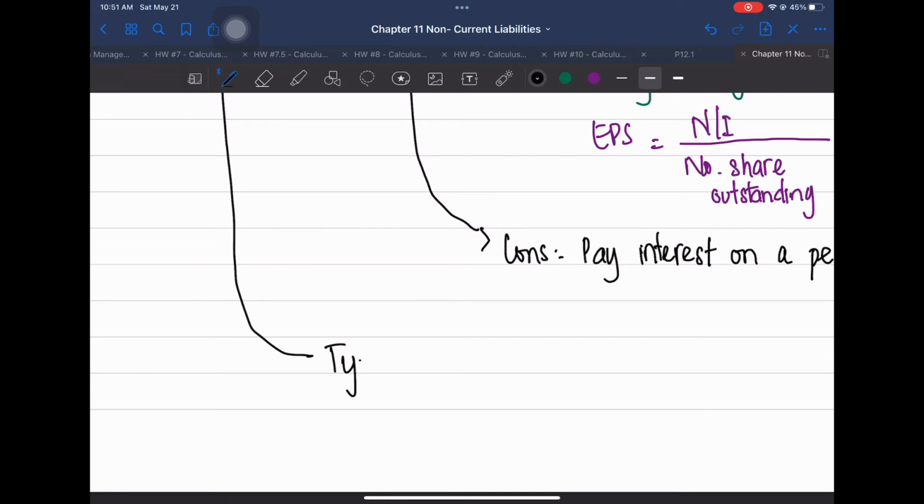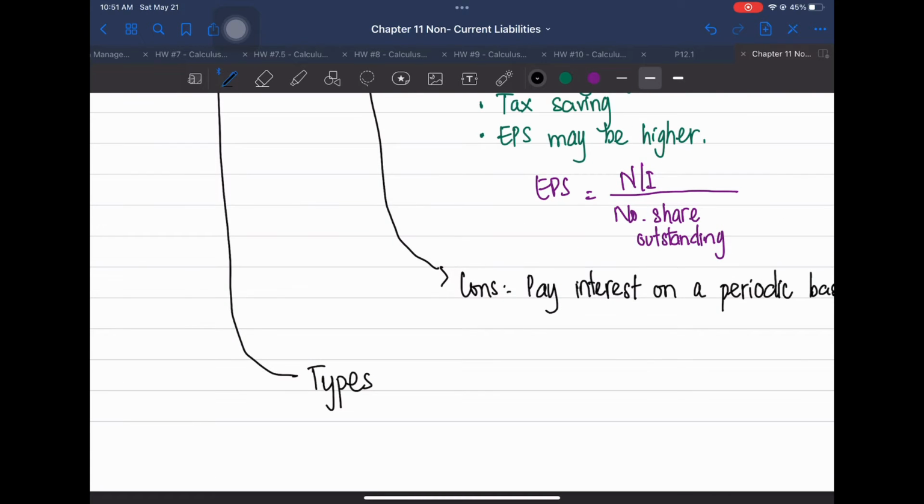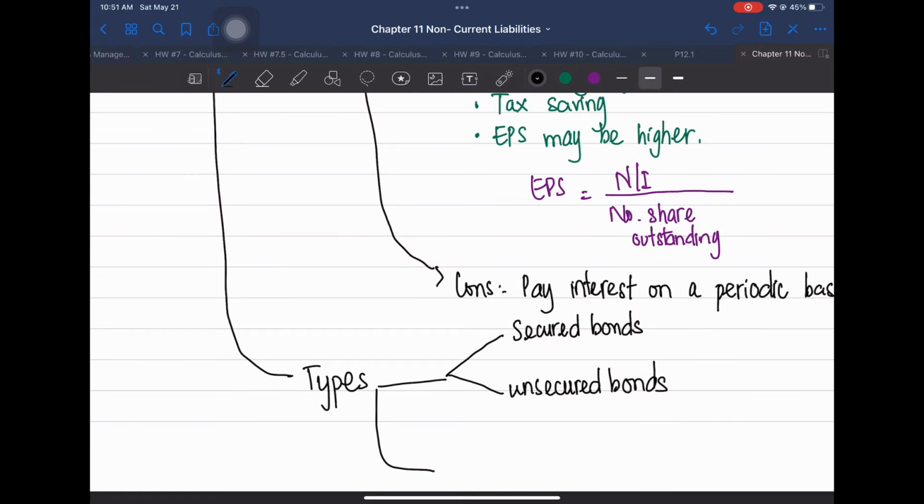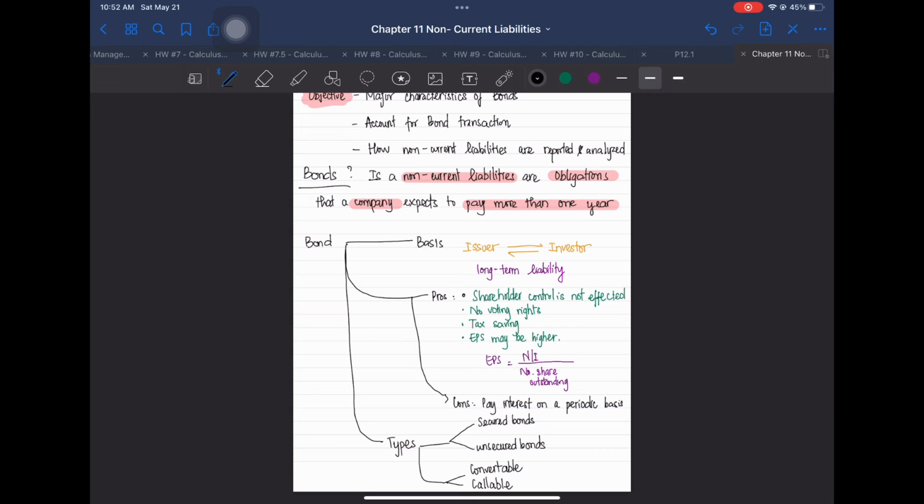And the second thing is the types of bonds. There are two main kinds of bonds: secured and unsecured bonds, and the second one is convertible and callable bonds. A secured bond basically has collateral for the bond, and unsecured bonds, also called debenture bonds, are issued against the general credit of the borrower. Normally, a company with a good credit rating will use this bond extensively.